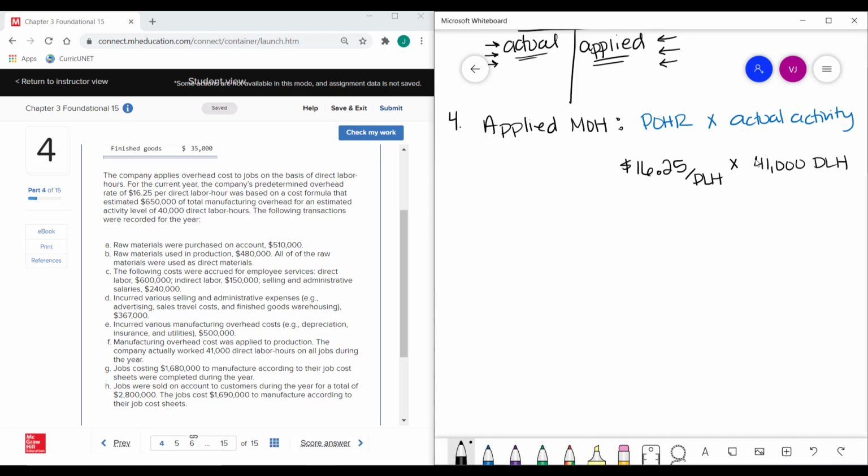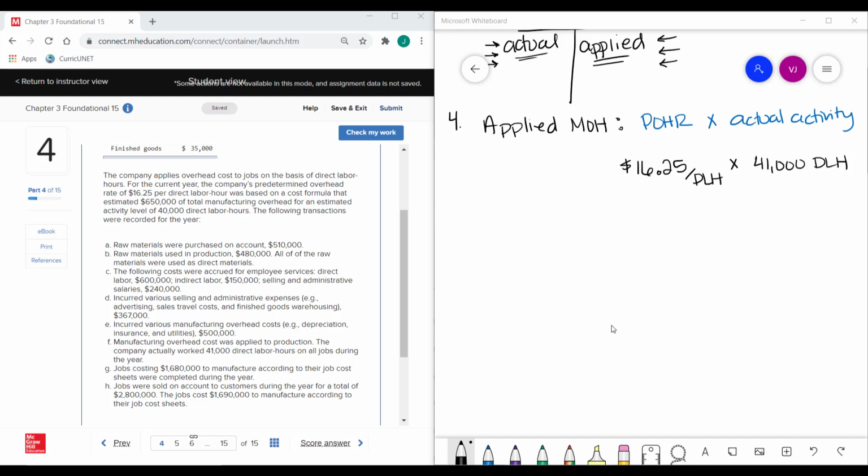Now, why don't we use the 40,000 hours we estimated? Because that 40,000 direct labor hours that we thought we would use is what we need to calculate the POR at the beginning of the period. The estimated activity level is just used to calculate that POR. But once you have the POR, remember the POR is an estimate of what each direct labor hour is going to cost the company in terms of overhead. So once you have that POR, then you can actually use it once you actually start using direct labor hours to do work on jobs.